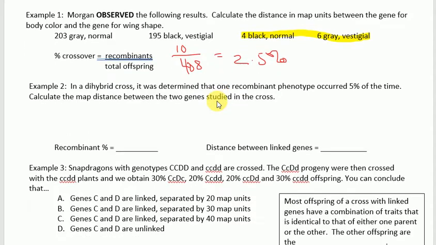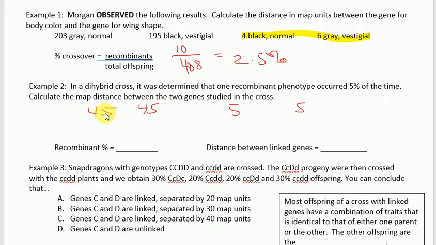Okay, example 2. In a dihybrid cross, it was determined that one recombinant phenotype occurred 5% of the time. Calculate the map distance between the two genes setting in the cross. Okay, so remember we have to equal 100%. So if this phenotype is 5% and it's a recombinant, we know that there's two recombinants. So we're going to put each of those at 5%. So that leaves us 90 for the other two. So we're just going to divide those phenotypes, 45 and 45.